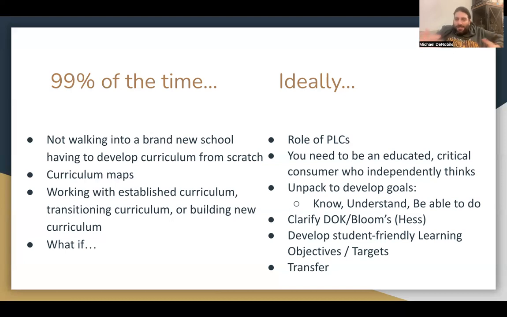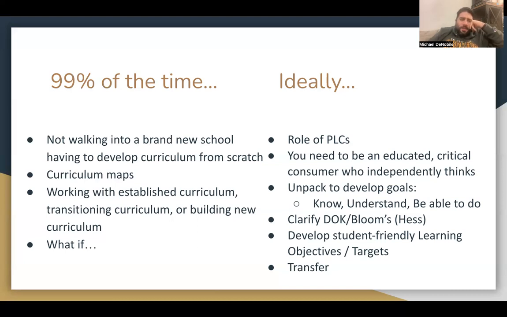Do it. No, it all comes from the standards themselves. We clarify them with depth of knowledge, that's DOK, and Bloom's taxonomy. And then Karen Hess developed a rigor matrix where you basically have DOK on one side, Bloom's taxonomy on the other, and you're able to see how they interact with each other in order to develop what we call rigor.